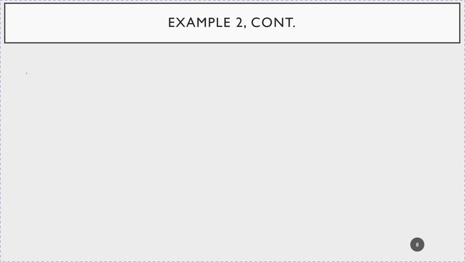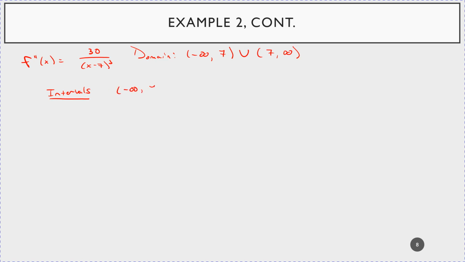All right, so our second derivative was this. And our domain here was negative infinity to 7 and 7 to infinity. So we're going to use our domain as the intervals. We're going to pick a test value in these intervals. You can pick any number. I'm going to pick 0, and then I'll pick 8 here.